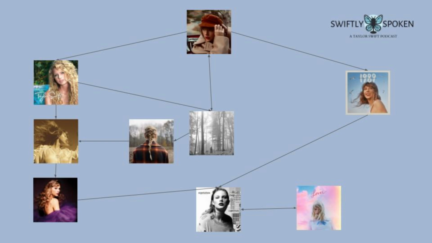And in terms of the family tree element, obviously Folklore and Evermore we've distinguished as, as Taylor has distinguished herself and is very clear, sisters. Would you say the same about Reputation and Lover? How would you see them as a family tree element?